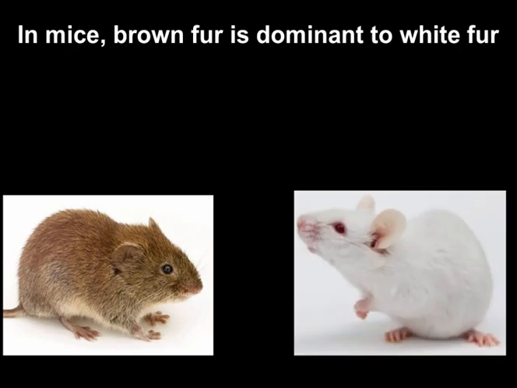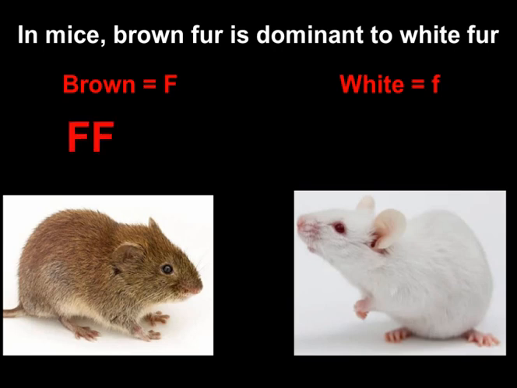So let's look at an example. In mice, brown fur is dominant to white fur. So here's my brown mouse, here's my white mouse. Since brown is dominant, I'm going to give that a big F. White is going to be a little f because it's the recessive, which means that big F, big F, or big F, little f, homozygous dominant or heterozygous, both are brown, and white is homozygous recessive.